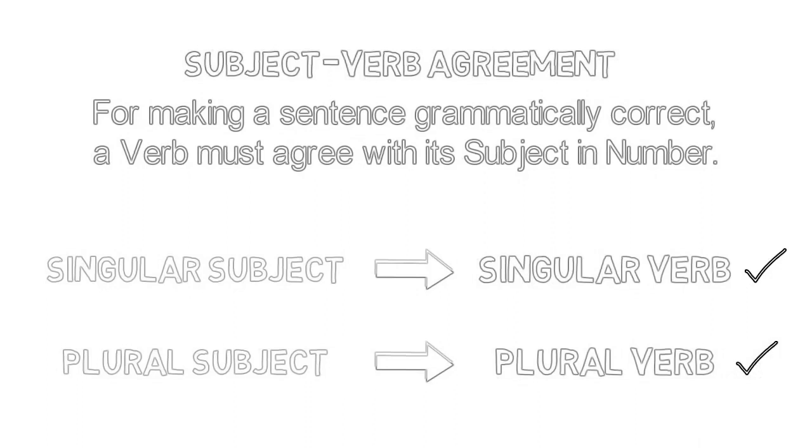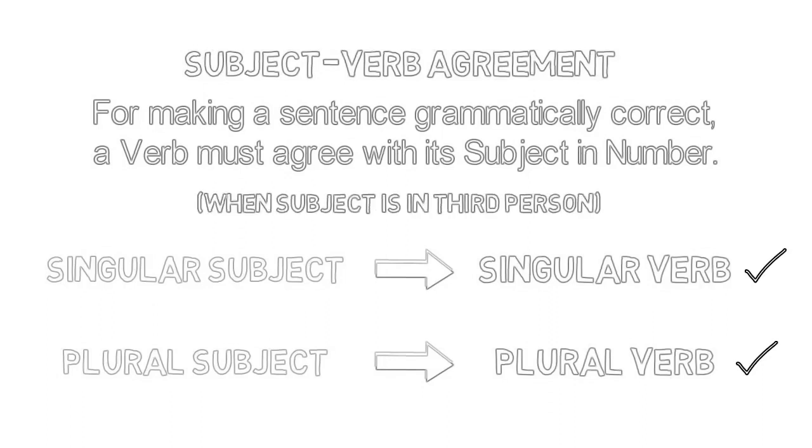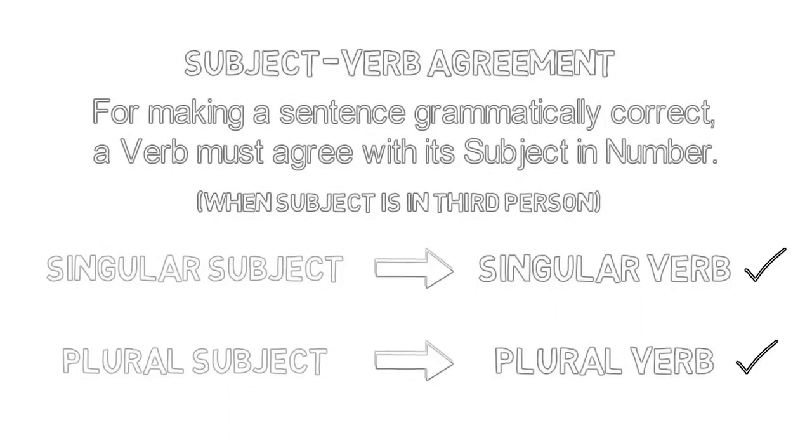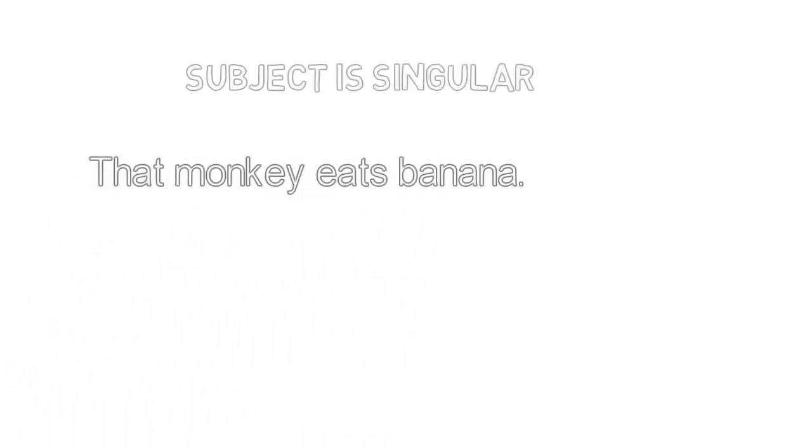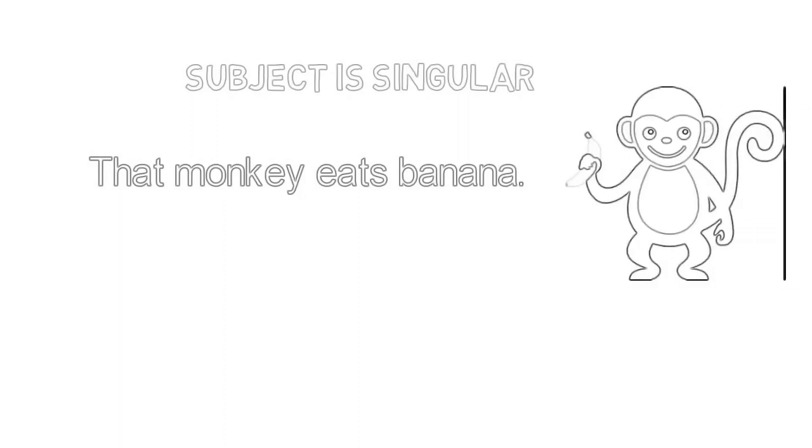Please note, this statement holds true only when subject is in third person. Now, let's look into examples to make things clear. Let's look into an example where subject is singular. That monkey eats banana. Here, subject is monkey, which is singular. So, verb will also be singular. In this case, it is eats.